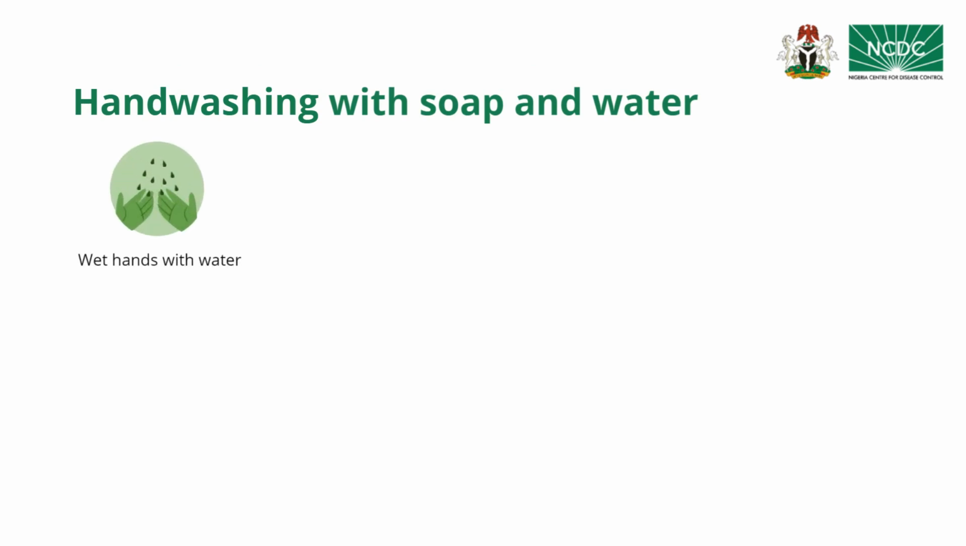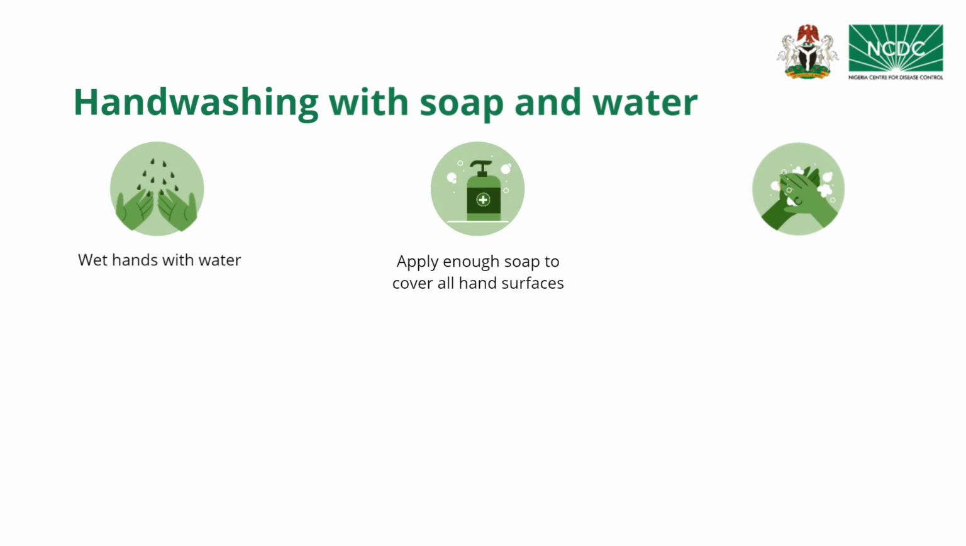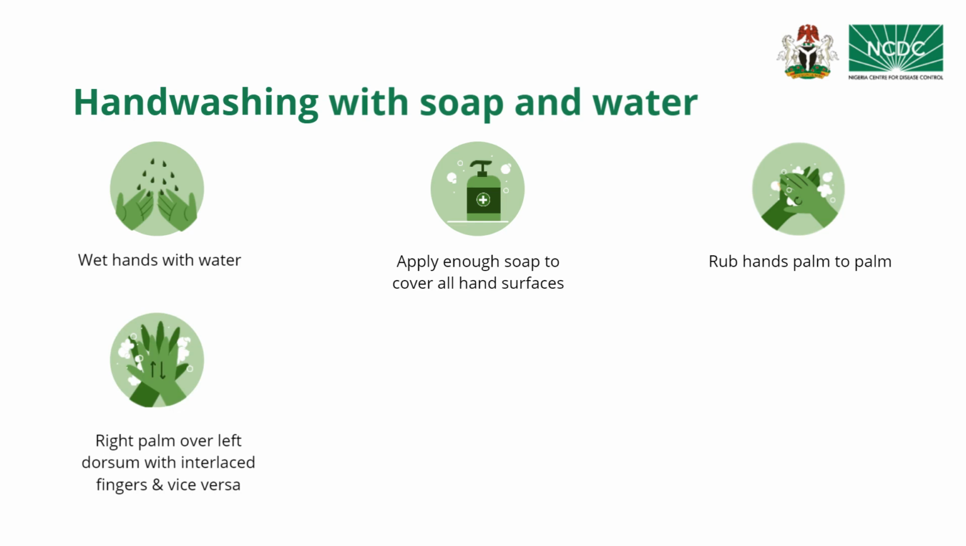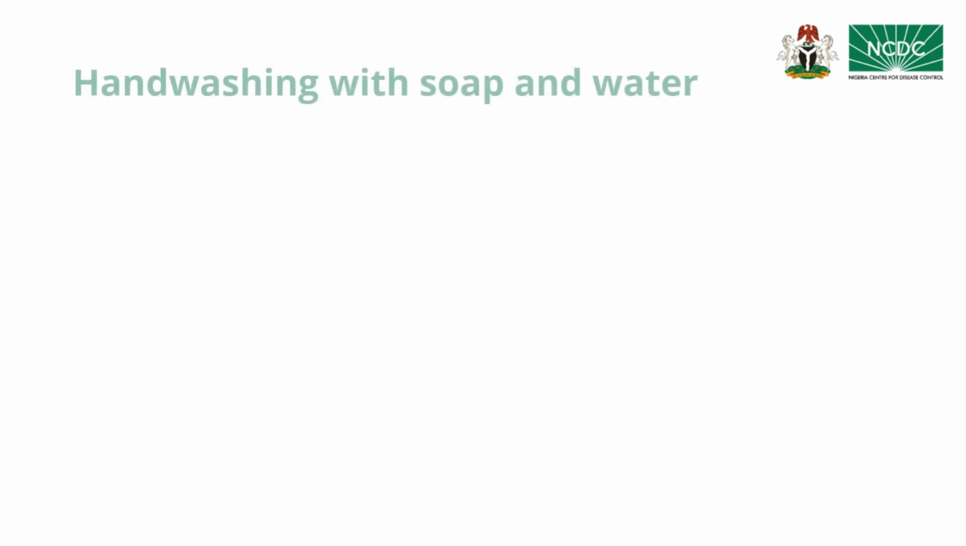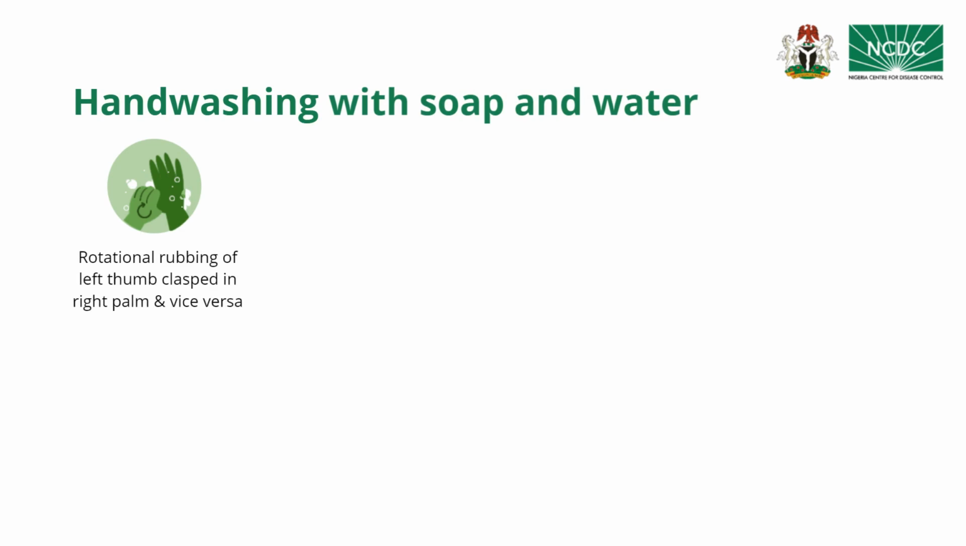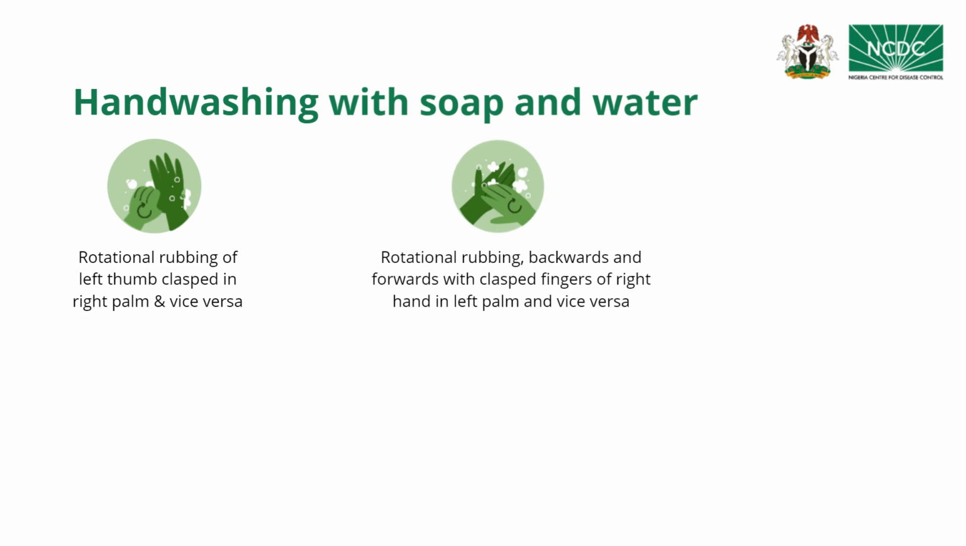Wet your hands with water. Apply enough soap to cover all surfaces of your hands. Rub your hands palm to palm. Right palm over left dorsum with interlaced fingers and vice versa. Palm to palm with fingers interlaced. Back of fingers to opposing palms with fingers interlocked. Rotational rubbing of left thumb clasped in right palm and vice versa. Rotational rubbing backwards and forwards with clasped fingers of right hand in left palm and vice versa.